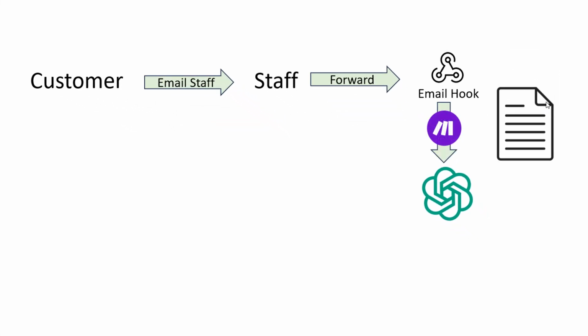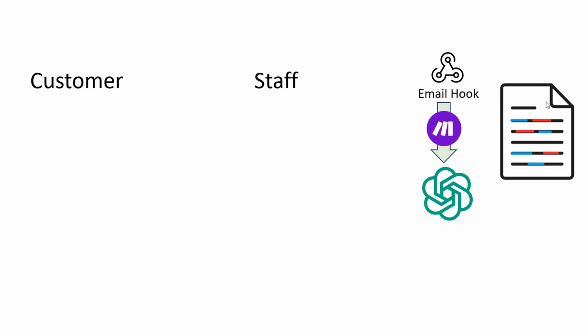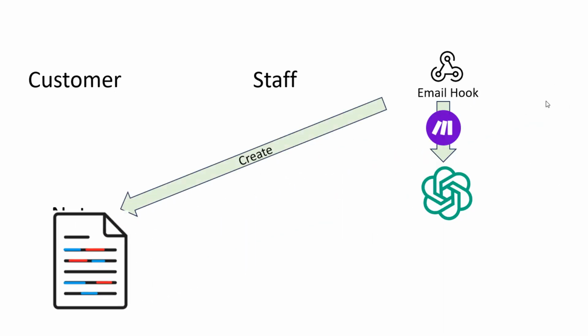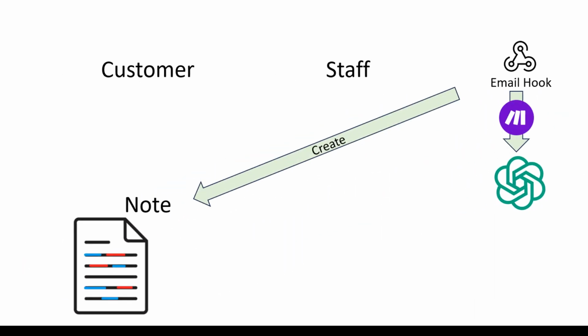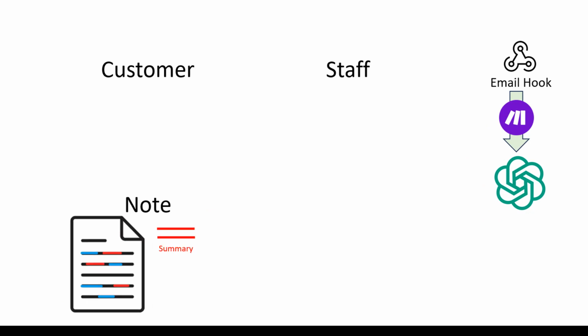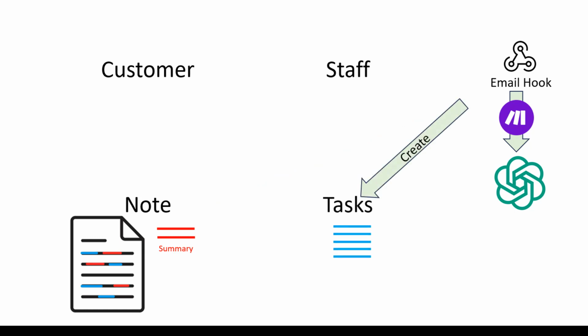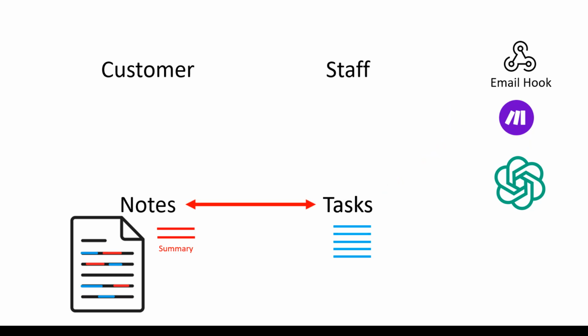Make.com will take the email and send it to OpenAI. OpenAI will process it, identifying both the tasks within the email and a summary for us. At that point, it will create a note for us inside of Notion, as well as saving the summary from the email message. Automation will then create the individual tasks that were extracted from the email, and it will make the links between the notes and the individual tasks.